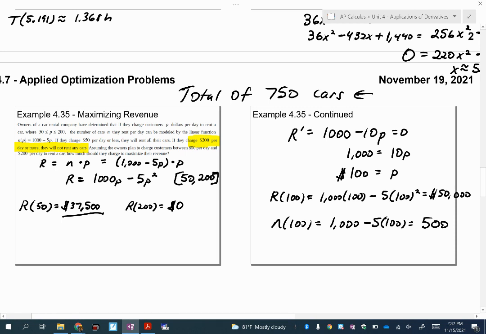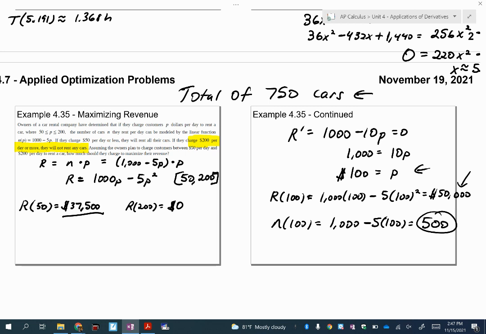If we price at $100 per day, we're not going to rent all of our cars. You'll notice that we're talking about only renting 500 of the 750 cars. But because our price is set to maximize revenue, we end up making $12,500 more, even though we didn't rent 250 of the total 750 cars that we have. Okay, so that just gives you a little context about this problem.